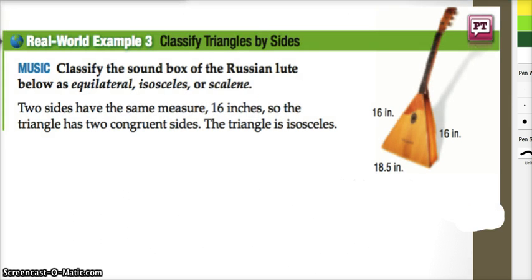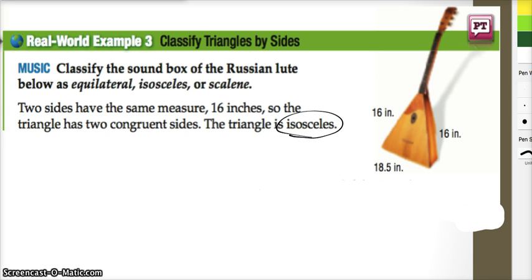I love calling this a real world example because it is a real world example. Classify the sound box of the Russian lute below as equilateral, isosceles, or scalene. If you look, you can see that two sides have the same measure of 16 inches. So the triangle has two congruent sides, and therefore it's isosceles. I don't think it was that hard, and I did leave the answer here. My bad, people. But the answer is isosceles because both of these are equivalent.